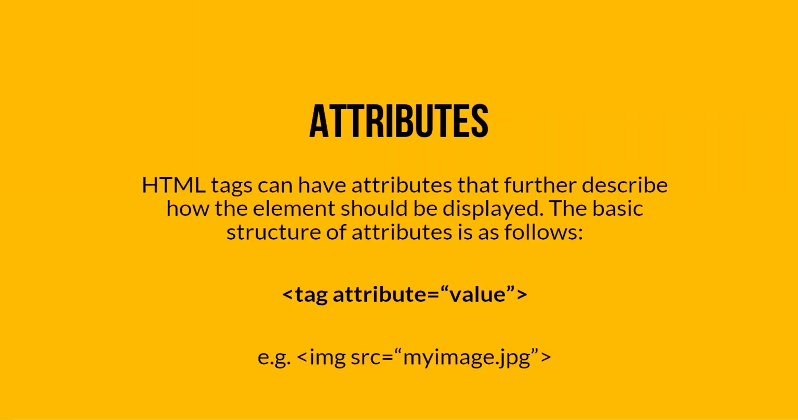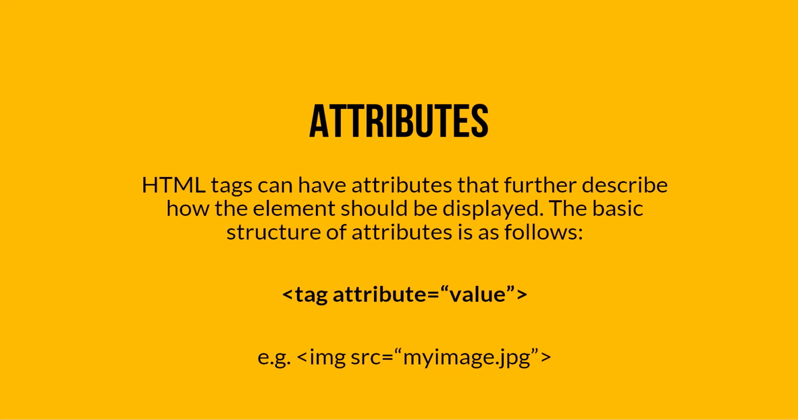All right, so let's talk about attributes. HTML tags can have attributes that further describe how the element should be displayed. The basic structure of the attributes is as follows. You have the name of the tag, then a space, then the name of the attribute, an equal sign, and you can have double or single quotes, and then the value of that attribute. If we look at our image tag, this is actually a good example of that.